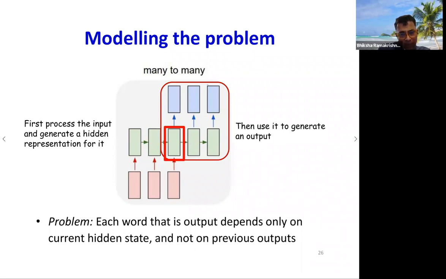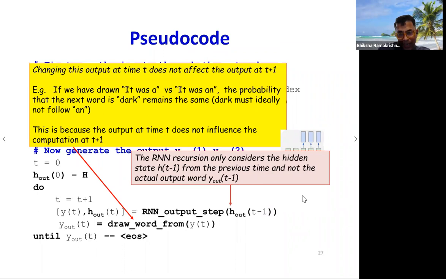So this problem is also apparent from the pseudocode. Here is the problem again. The output is Y out, and the actual Y out does not go back into this recurrence step. The recurrence step only considers the hidden state produced at the previous term. So regardless of whether I drew the word A or whether I drew the word N, the probability of dark at the next time step is going to remain the same, although N dark is not a likely combination, whereas A dark is a likely combination. And this happens because the RNN recursion step over here only takes the hidden state from the previous time and doesn't consider the actual word that we output.